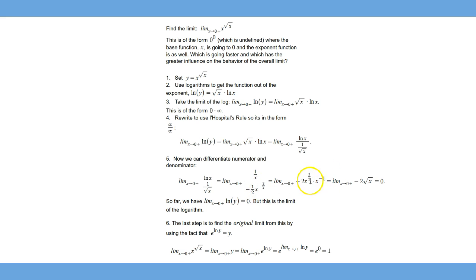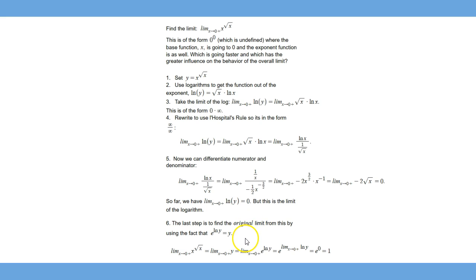So if I simplify that a little bit, I end up with the limit as x goes to 0 from the right of minus 2 times the square root of x, which is simply equal to 0. But we're not done yet, because remember, we took the natural log of y. We found the limit of the natural log is 0. This is a limit of the logarithm. We need to find the limit of the original problem.